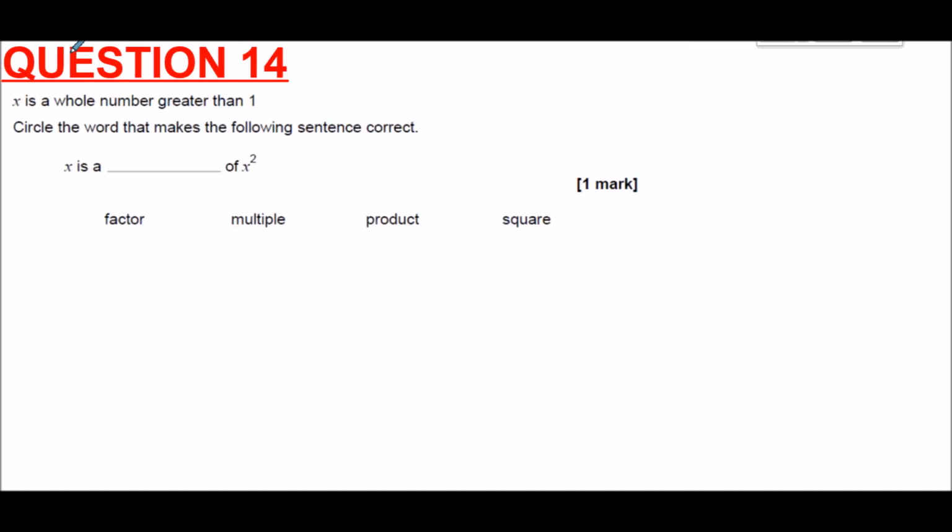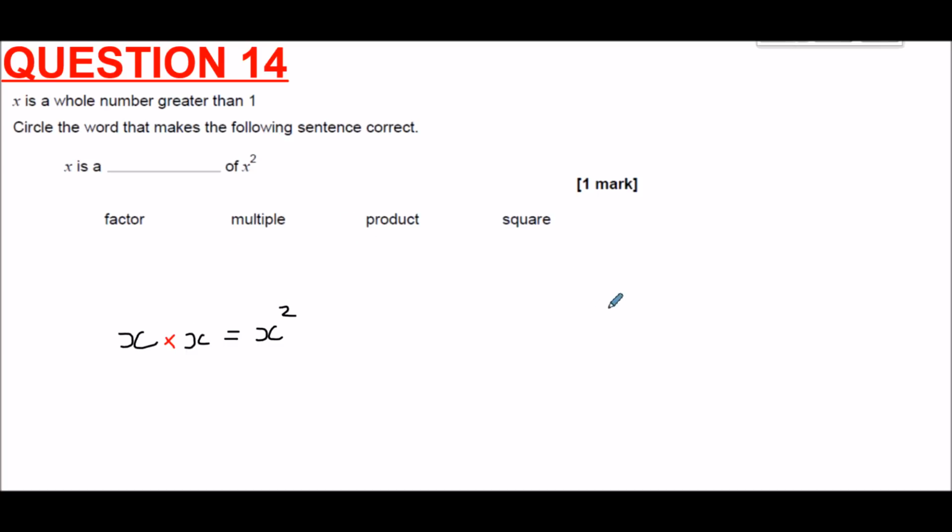Question 14. X is a whole number greater than 1. We have to circle the word that makes the following sentence correct. X is something of x squared. And so how do we get x squared from x? Well, x multiplied by x equals x squared.